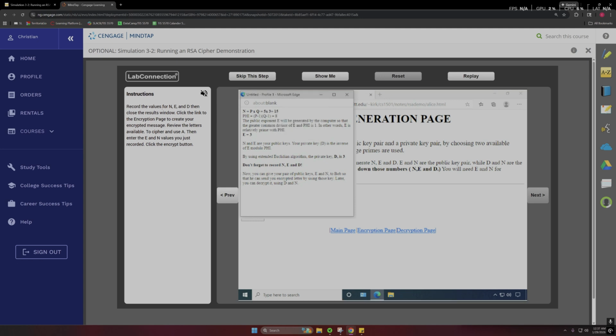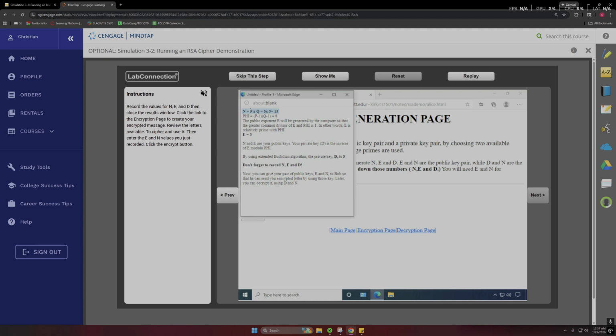So record the values for N, E, and D, and then close the result window. Click the link to the encryption page to create your encrypted message. Review the letters available to cipher and use A. Then enter the E and N values you just recorded. Click the encryption key button. Okay.